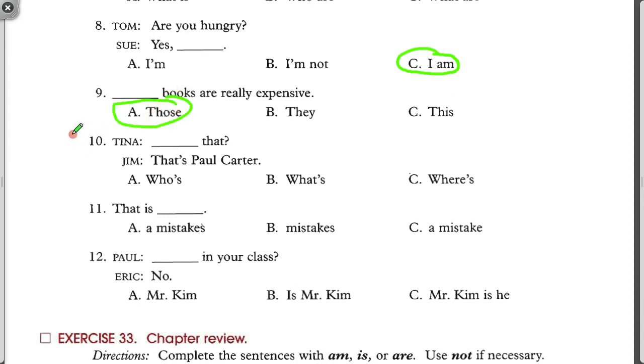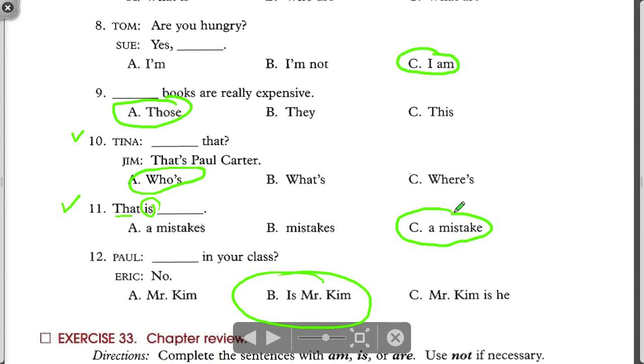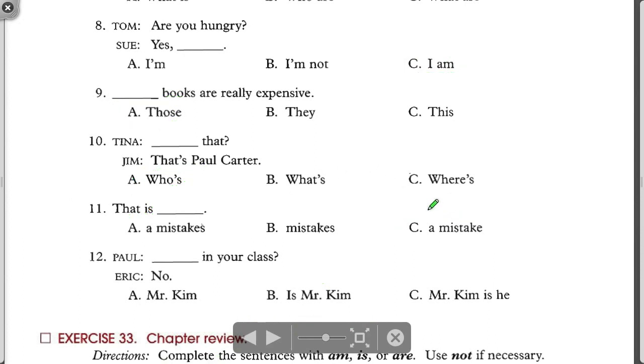Those. Number 10, who's that? Number 11, that is a mistake because it's 1. Is 1, a mistake. 12, is Mr. Kim in your class?